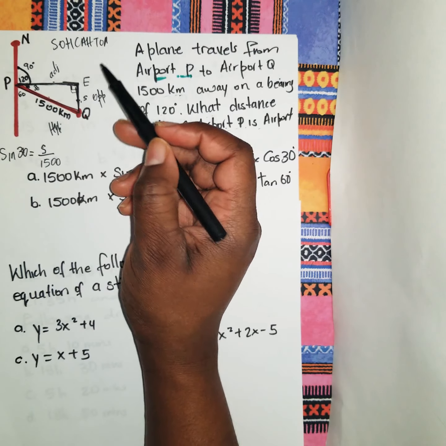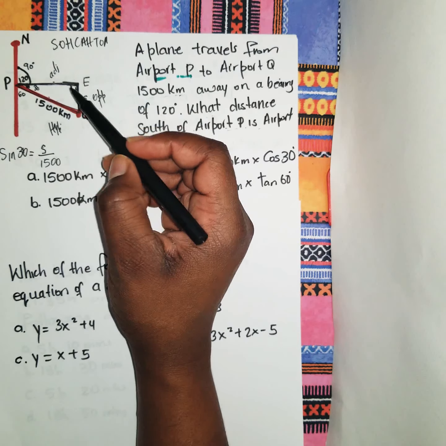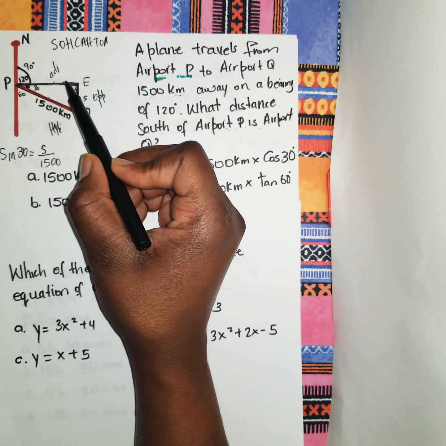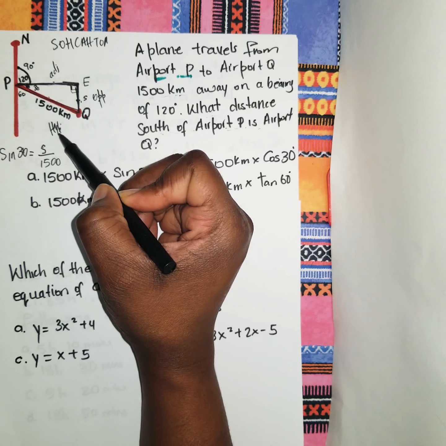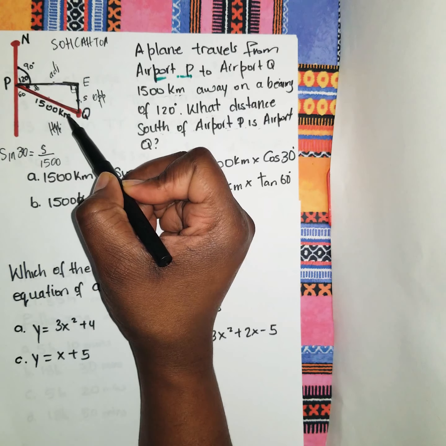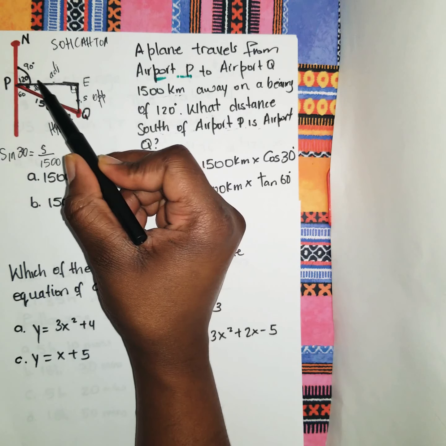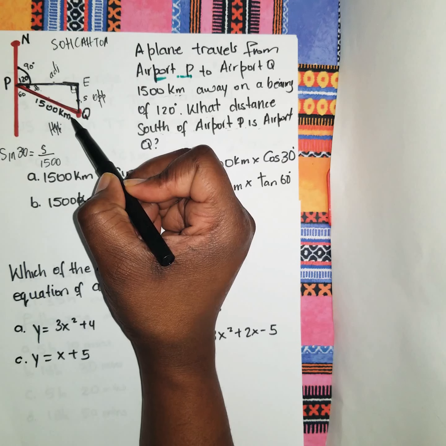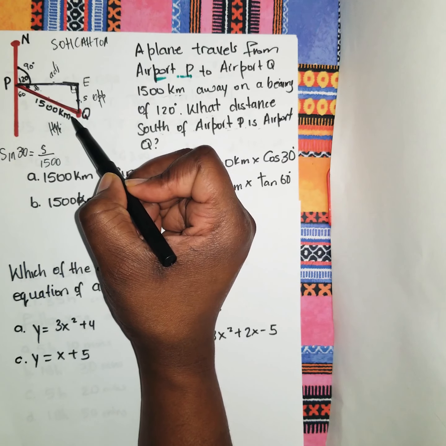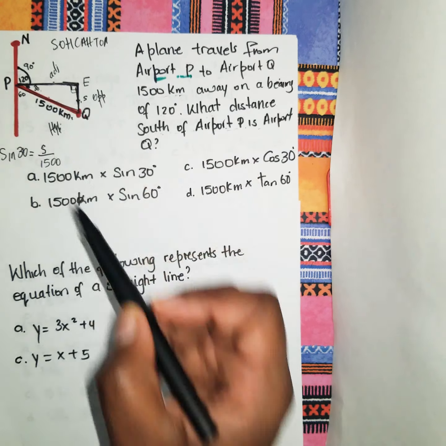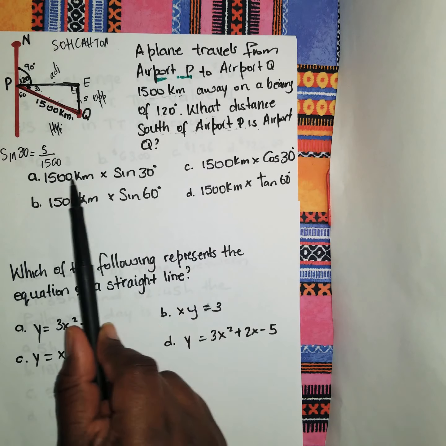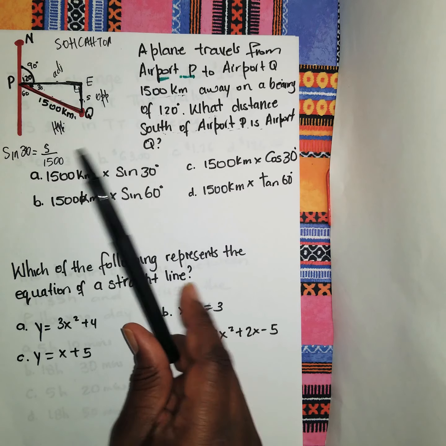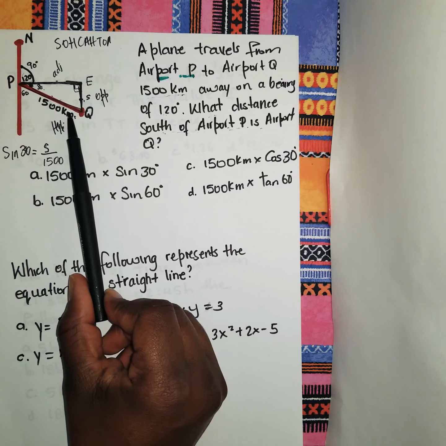You may be wondering, why didn't I use tan or cos, guys? The reason I didn't use those two is because we were given a length and we established an angle right here. So we need to use a ratio that would include this length in it. All right. And so based on our answers, we can see that the 1500 is needed in it. So we couldn't use that.